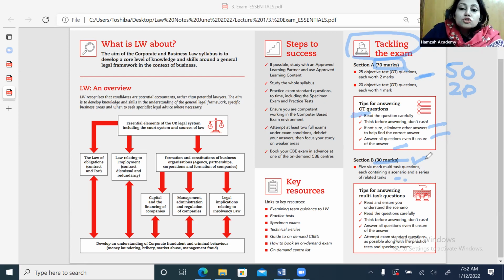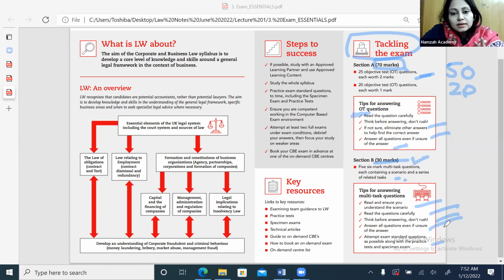Okay, what are the tips to handle the multiple task questions? Read and ensure you understand the scenario. Read the question carefully. Think before you answer. Answer all the questions. Attempt exam standard questions as much as possible, along with the practice test and specimen exams.